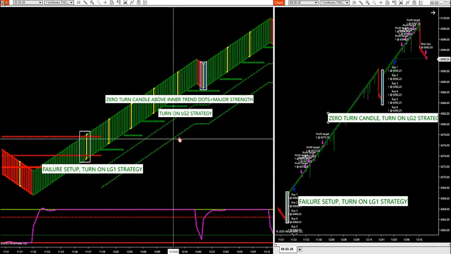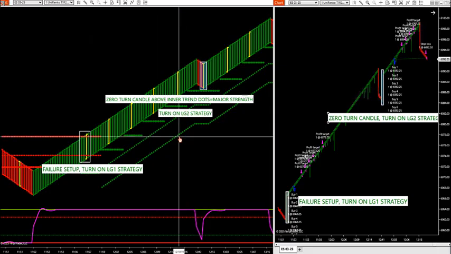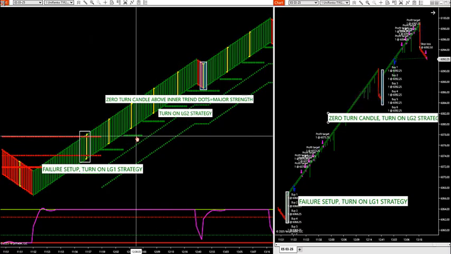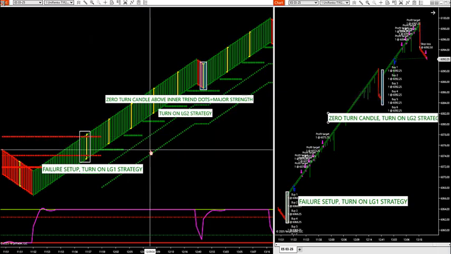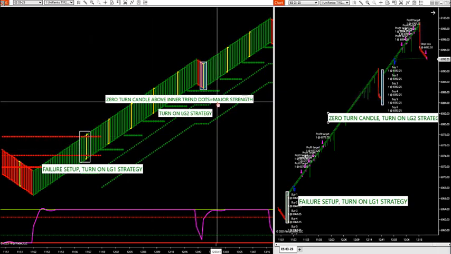If they're both green, and we have this in the PDF on the members download page, we go over it in great detail. All this information I'm giving you is in great detail in the PDF. If it's green, we're looking for buy setups.